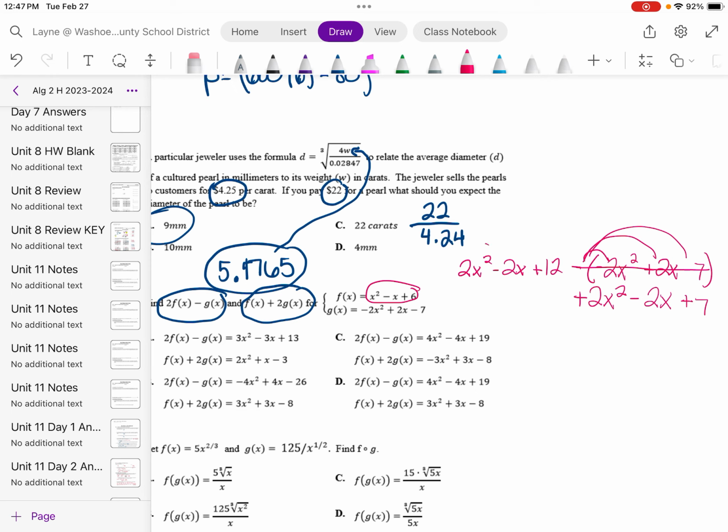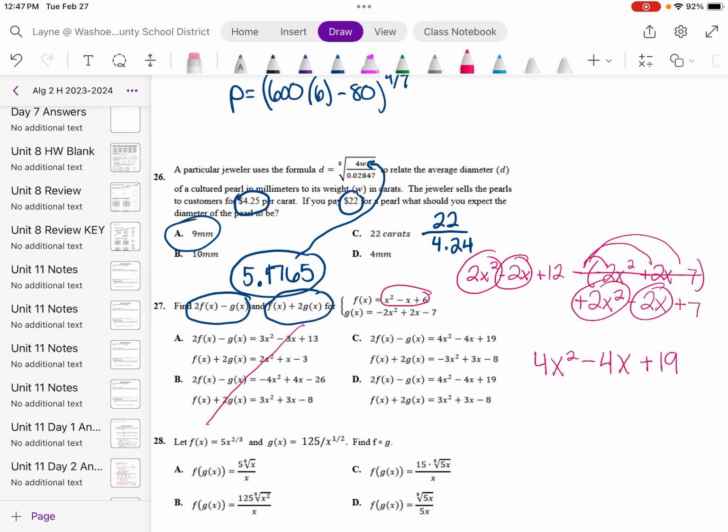Now combine like terms. 2x squared plus 2x squared is 4x squared. Negative 2x minus 2x is negative 4x. And then 12 plus 7 is 19. So that looks like it should be either C or D. And now we're going to do the other part of the problem.